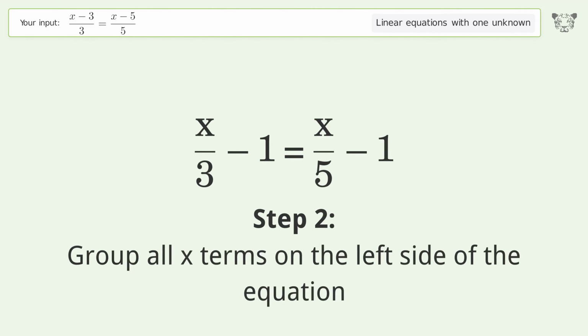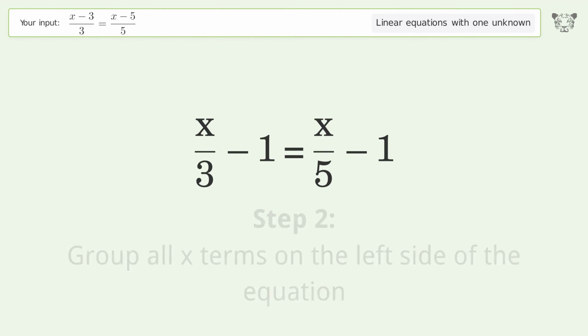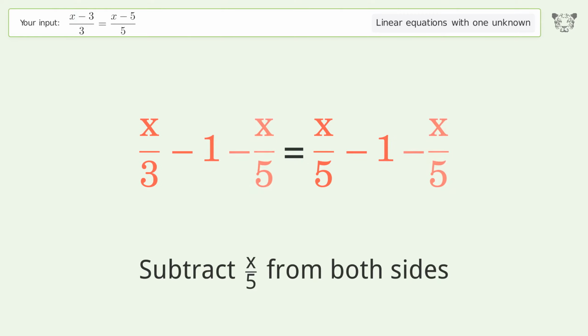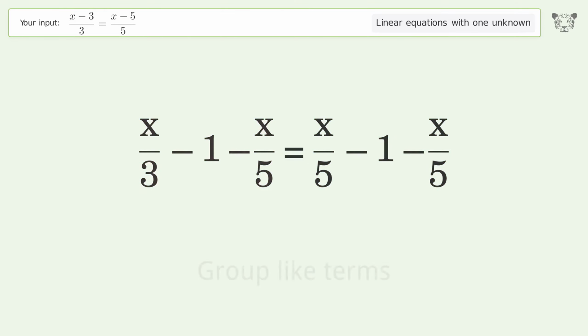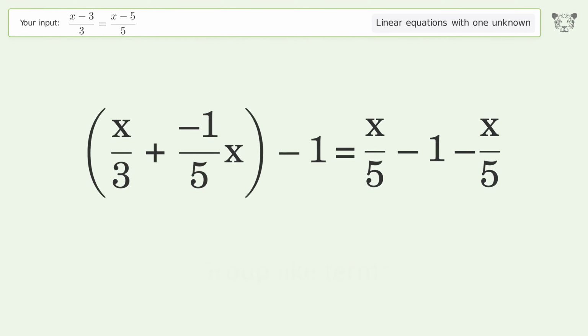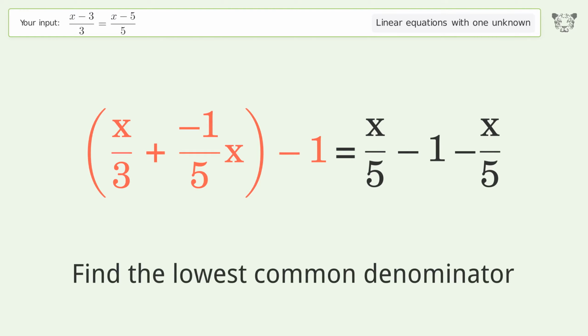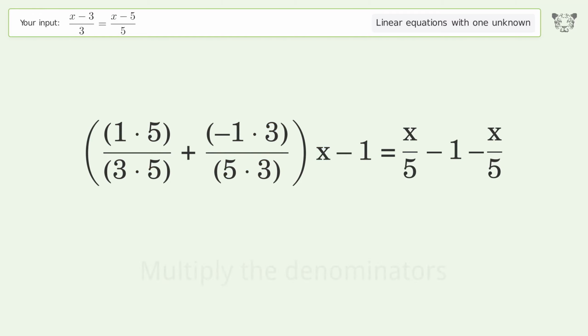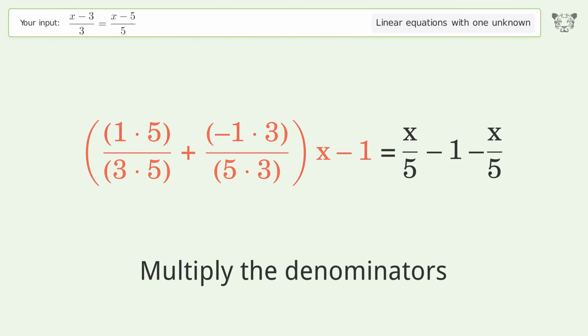Group all x terms on the left side of the equation. Subtract 10 over 5 from both sides. Group like terms. Find the lowest common denominator. Multiply the denominators.